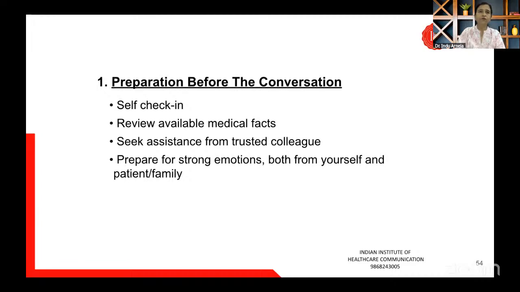Then prepare for strong emotions. There will be emotions from the patient party, definitely, and you will also be overwhelmed in this situation. So be mentally ready that you have to handle it calmly and not lose your composure.